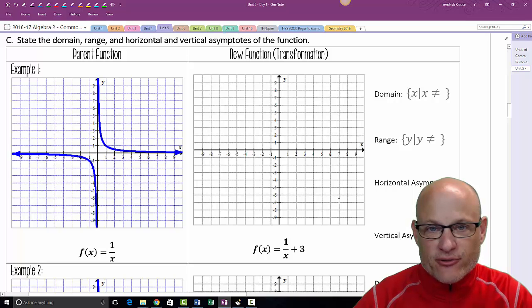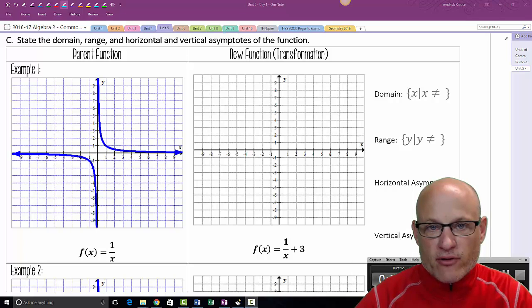translations of the parent function, which we will get back to after I have a drink of coffee and I record and I save this.